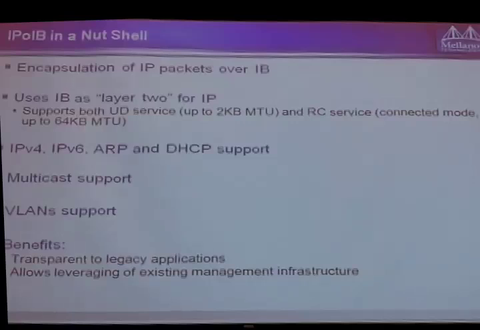So you can have up to 64 kilobyte MTU, which is the largest that Linux has. So you get much better performance using connected mode. It supports IPv4, IPv6. It does ARPs and DHCP just like you're used to with Ethernet. It has multicast support. It has VLAN support. And the real benefit of IP over IB is it's transparent for legacy applications. So anything that you can run over Ethernet, if you want to ping, if you want to SSH, do your normal socket data transfers, all of that just will work over InfiniBand seamlessly using IP over IB.